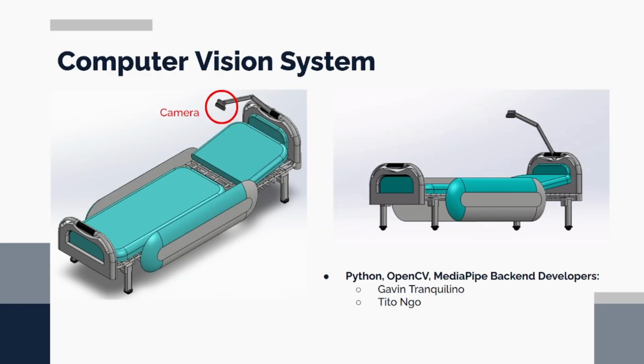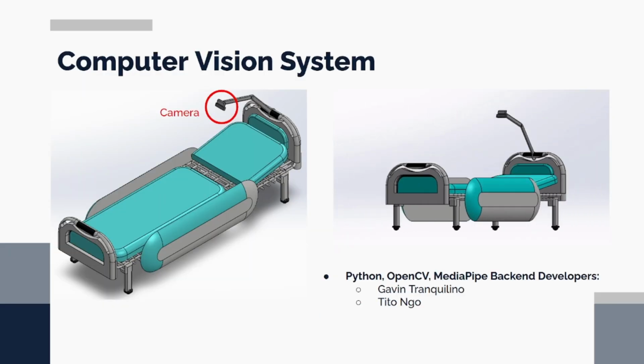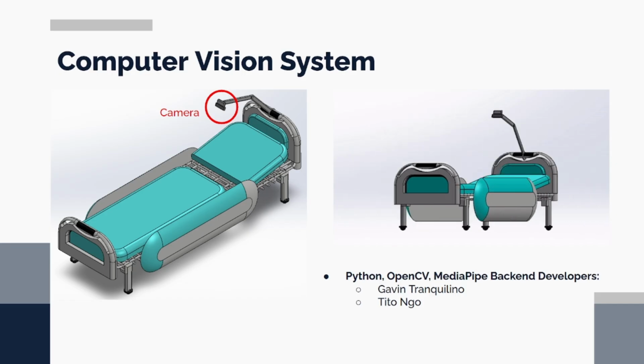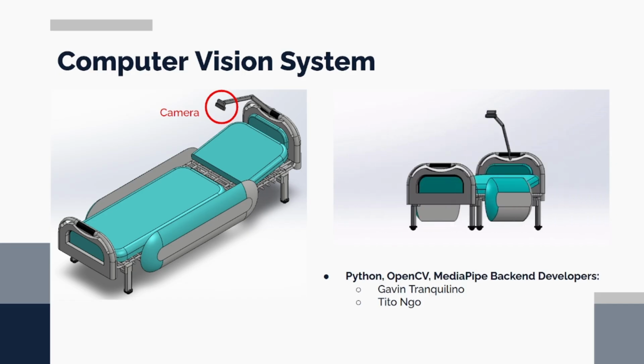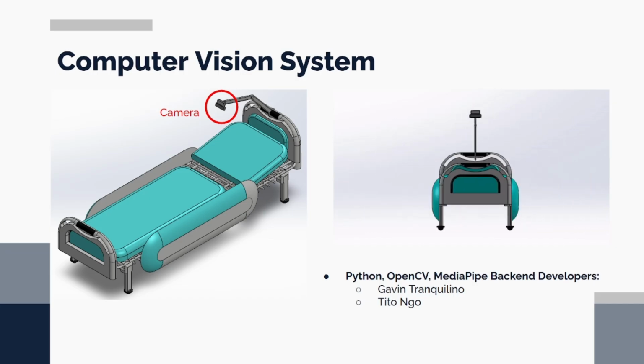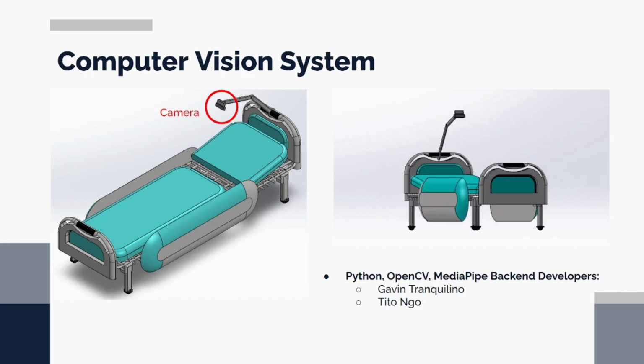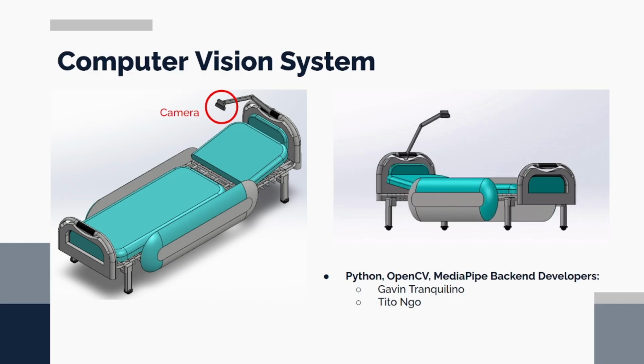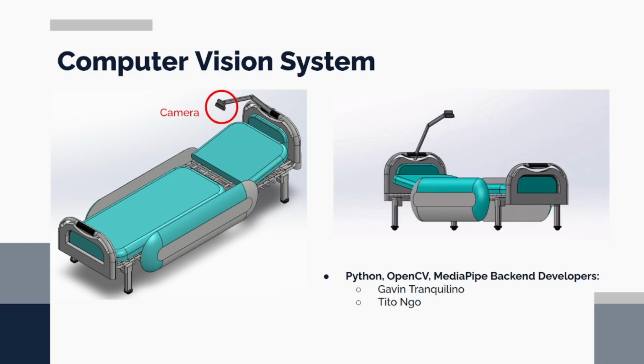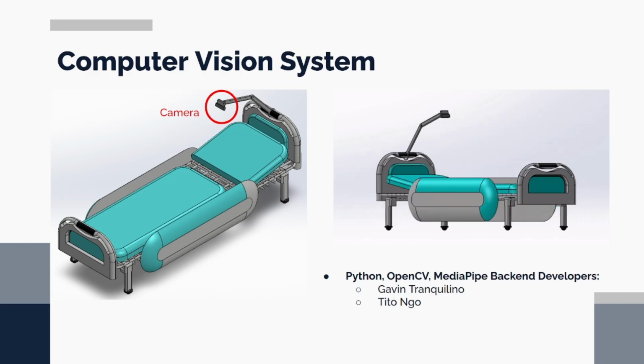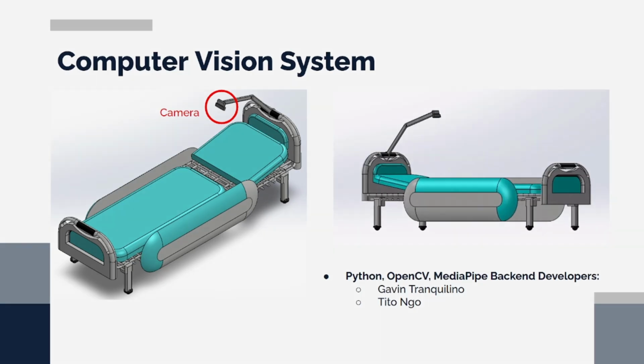And here's our visualized computer vision system. As you can see, it contains an adjustable camera mounted onto a hospital bed. So hospital volunteers and nurses can host exercise sessions for patients either in bed, sitting up, or standing with our adjustable camera mount. Our backend was built with Python, OpenCV, and MediaPipe by our team of mechatronics engineering students.